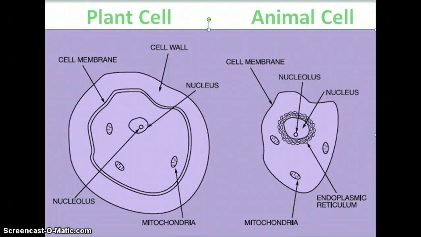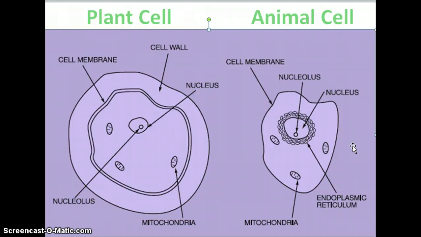For the next few days in science class, we will be talking about plant cells and animal cells, the differences they have, and the similarities. As you can see, the plant cell has a cell membrane, cell wall, nucleus, nucleolus, and mitochondria. The animal cell has a cell membrane, nucleolus, nucleus, endoplasmic reticulum, and mitochondria.